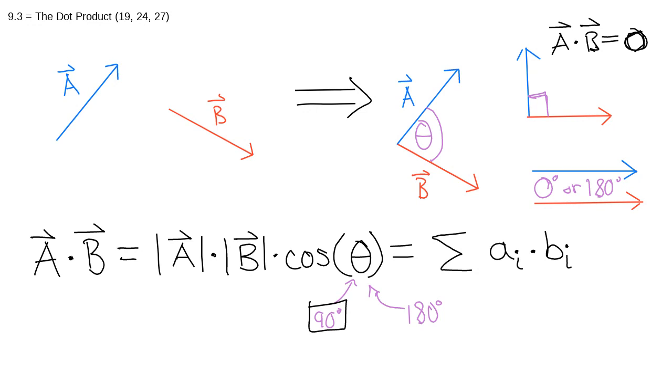Let me not go with 180. Let me just go with 0 for now. So what if I plug in 0 for the angle? What's cosine of 0? 1. So cosine of 0 is 1. So if the vectors are parallel and you do A dot B, it's just the same thing as the length of A times the length of B.